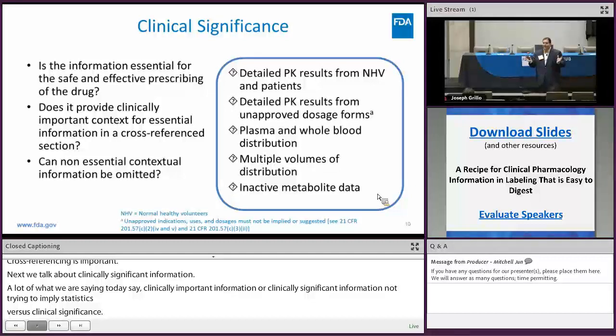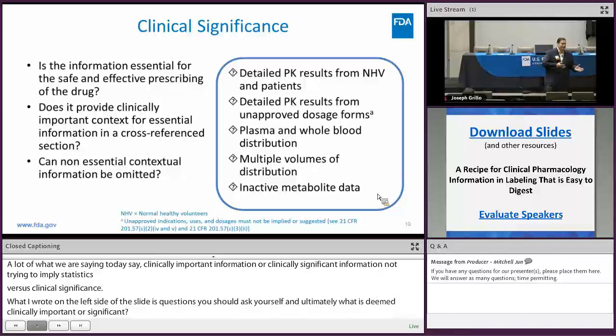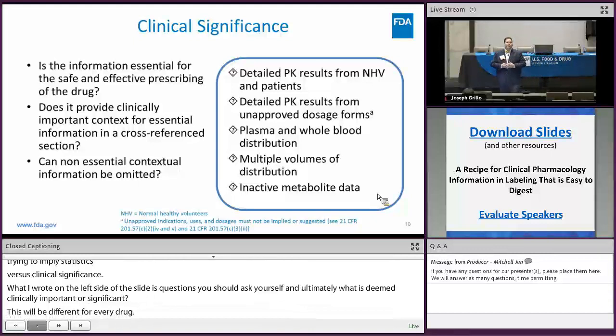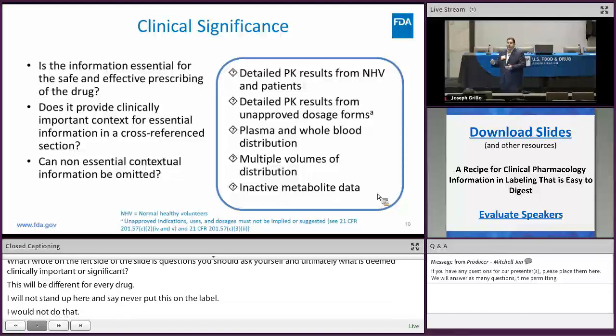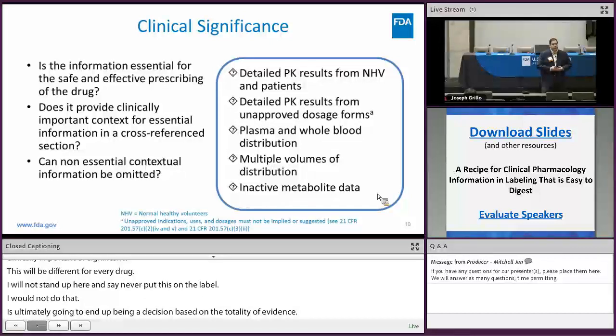So I'm definitely not going to stand up here and say, well, never put this in the label, because I can tell you tomorrow I'll get a drug where we need to put that in there. So I wouldn't do that. So really, it's ultimately going to end up being a review decision based on the totality of evidence. But some things to think about as you're developing labeling is, one, is the information essential for the safe and effective prescribing of the drug?